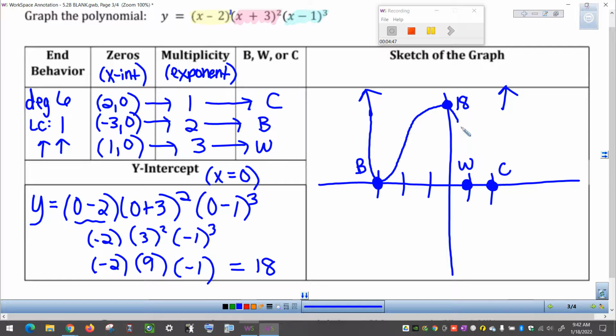It's turning around so that it can wiggle through the next one. Now remember, for the wiggles, I try to make my pen go a little before the x-intercept, make it a little flat on top of it, and then have it go down a little bit after.